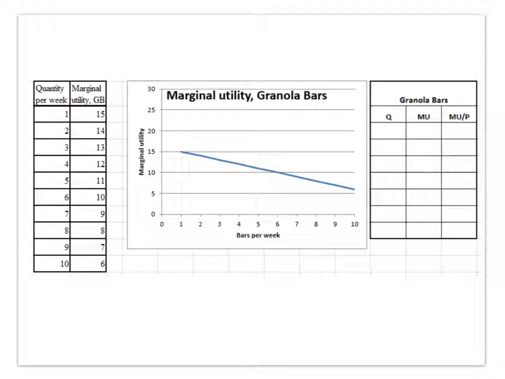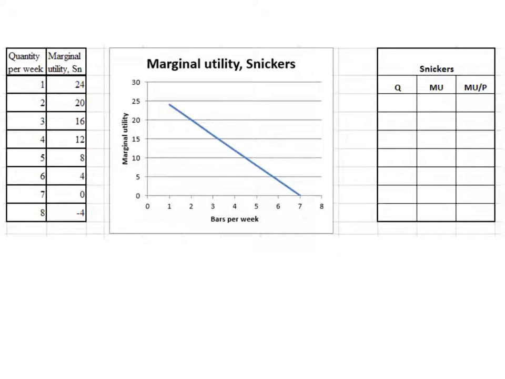Well, let's see how you did. Suppose he consumes 8 granola bars a week. In that case, his marginal utility is going to be 8 for the last granola bar, and the marginal utility per dollar is going to be 16. And if Michael's buying 8 bars a week, that'd be $4 a week, leaving $3 to spend on Snickers. So $3 on Snickers, 3 Snickers a week.